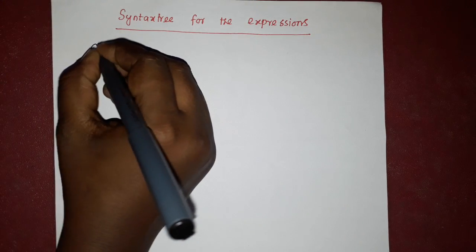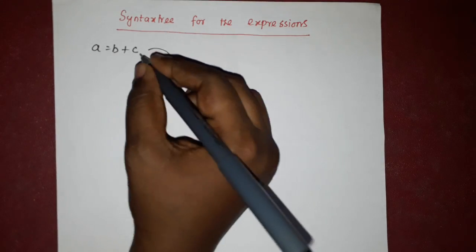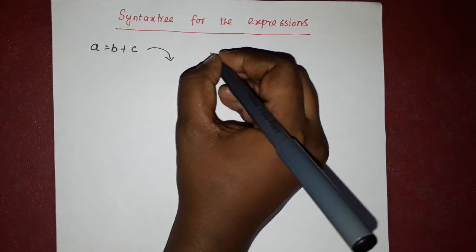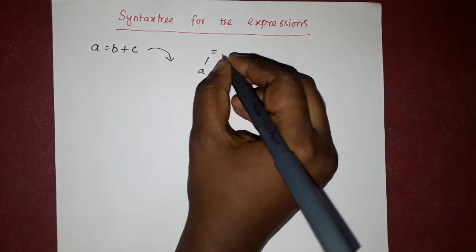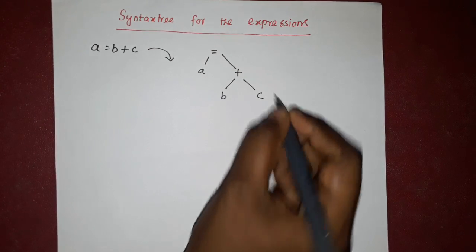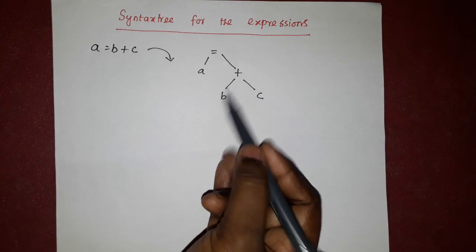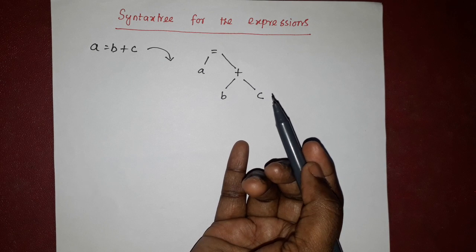Today I am going to deliver the lecture on constructing syntax trees for expressions. Here we have to construct a syntax tree for any expression. For example, this is the expression a = b + c. We can construct the syntax tree or parse tree for this expression directly. Equal to is the root, a is the left operand, plus is a node, b is the left pointer and c is the right pointer. This is the structure of the parse tree. We can easily construct this parse tree from these expressions directly.